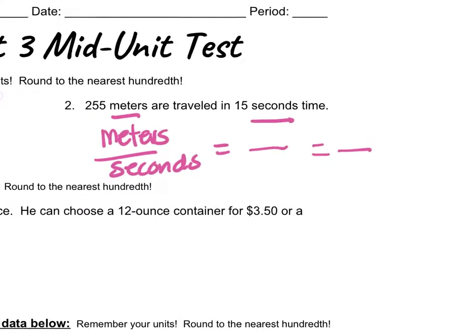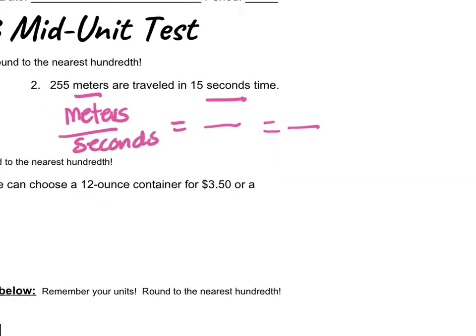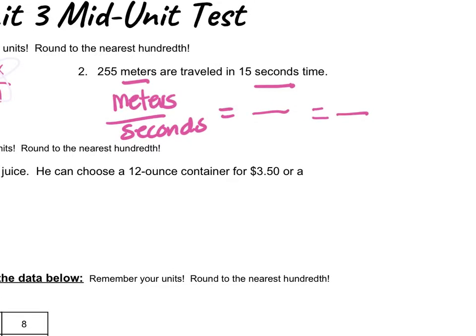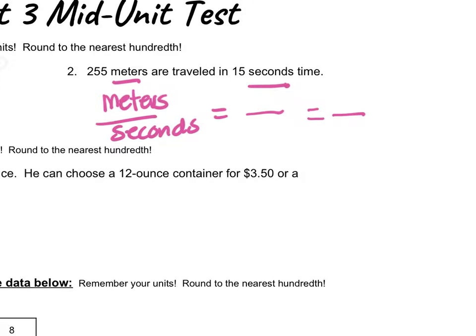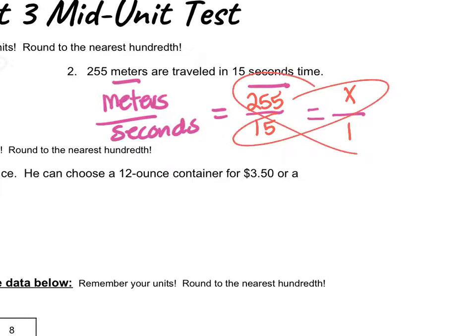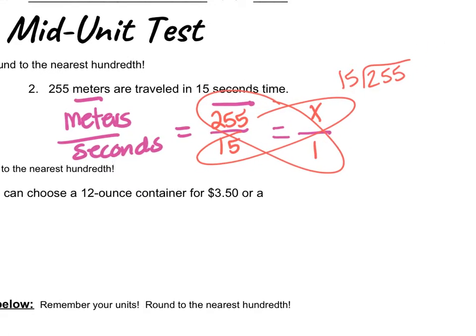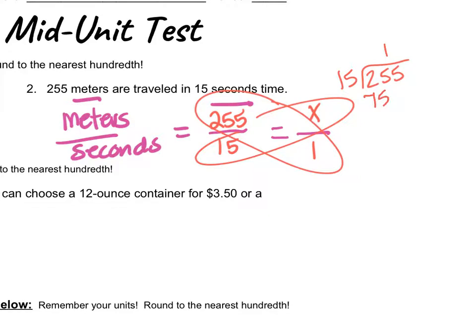Okay, then on number 2, we're comparing meters to seconds. Because the farther we go, the longer it's gonna take. So what I know is that it's gonna be 15 seconds to travel 255 meters. So what I don't know is how far it's going to take to travel in 1 second. So same thing, we had to divide, cross multiply and divide. So 255 divided by 15. So it goes in there once.